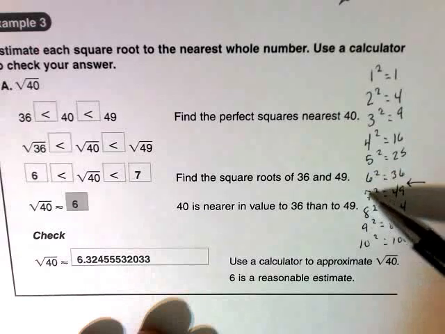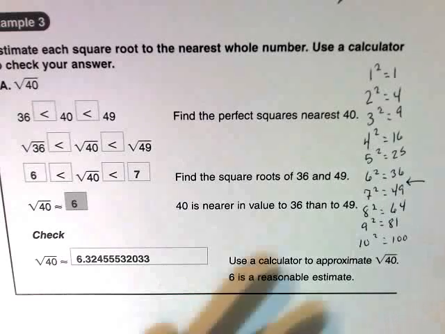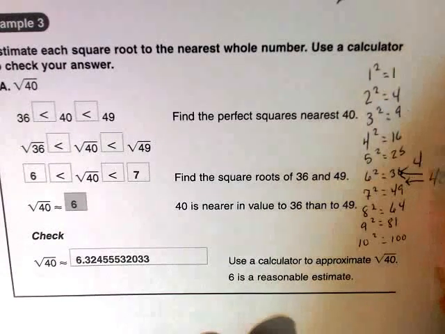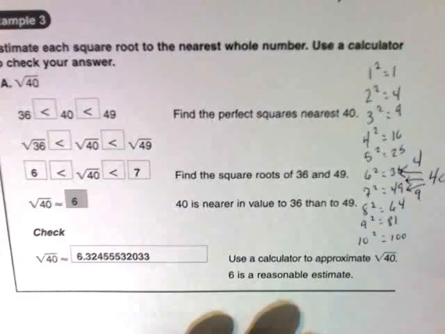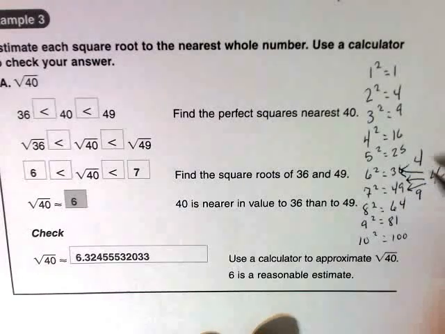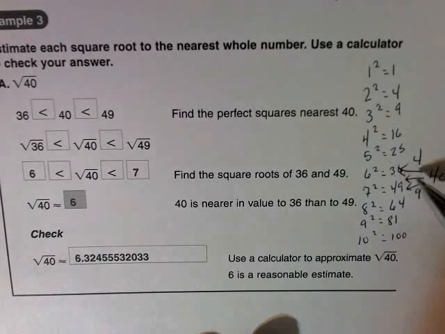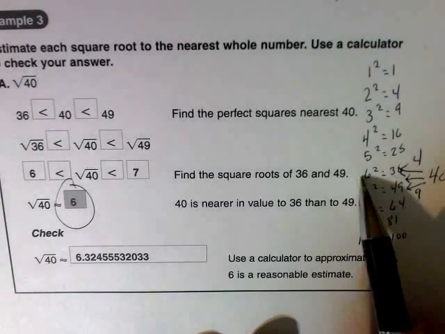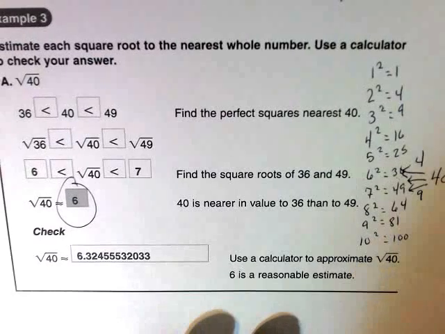So if it's between 6 and 7 now, they want to know what whole number it is closer to. Well, let's think about it. If I'm talking about 40, to get to 36, I'd have to go 4 jumps back. To get to 49, I'd have to go 9 jumps ahead. Well, what's closer? In terms of distance, going 4 jumps is obviously closer than 9 jumps. So since 36 is closer, since it's only 4 jumps back, that's why they're saying here that it's closer to 6, because the square root of 36 is 6, being only 4 jumps away from 40 as opposed to 9 jumps away from 40.